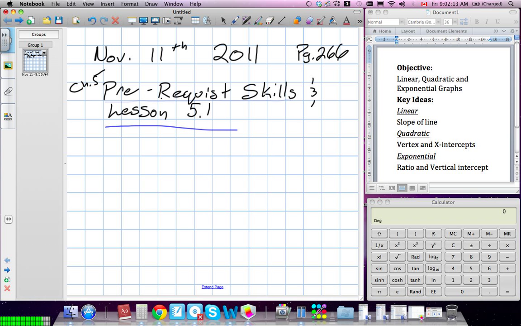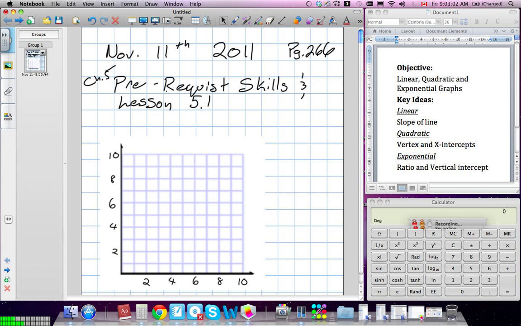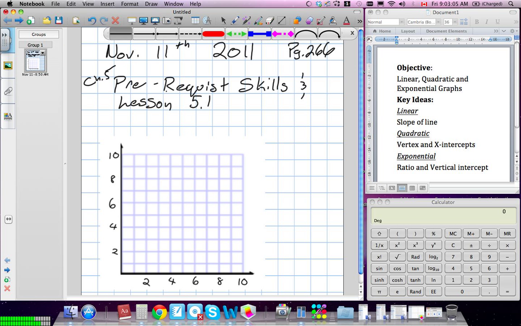First thing we're going to do is talk about our key ideas. There are three major ideas we need to look at: linear equations, quadratic equations, and exponential equations. We need to review the stuff we know about that from the previous years. So the first thing we're going to cover is a linear equation. With a linear equation, we'll be dealing with a straight line.